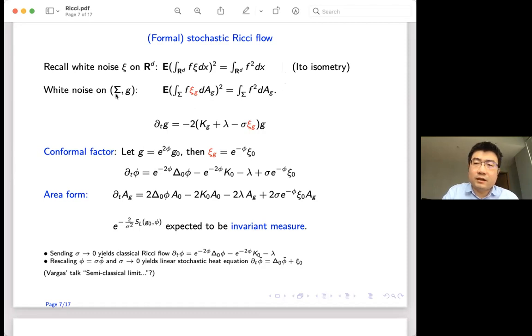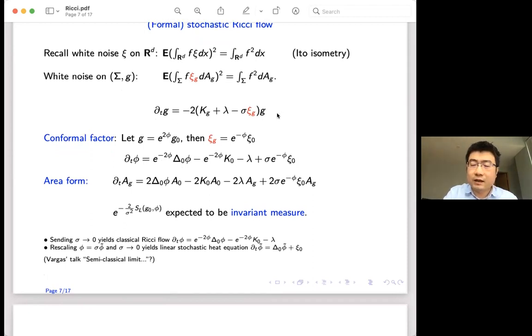Now, if you have a metric on the surface, then we can generalize this in the following way. The noise is tested against f, but now you integrate with respect to the area form of the metric G. Then the variance is equal to the L2 norm of f, where the L2 is defined using this area form of G. So this is the white noise with respect to the metric G, and this is an intrinsic geometric object, because if you have an isometry between two manifolds with metrics G1, G2, then the pullback of this white noise using this isometry is equal in law to the other white noise.